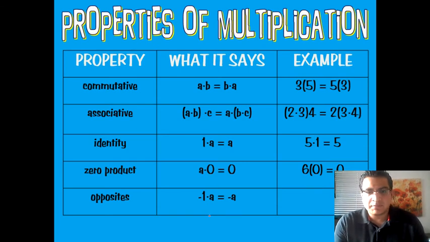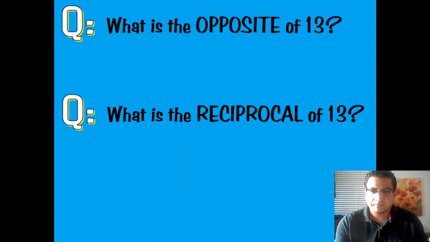Opposites. Basically, if I have a positive a times a negative 1, it will make it a negative a. Here's an example. 7 times negative 1 will be a negative 7. So the opposite, just times it by negative 1, and it's the opposite.